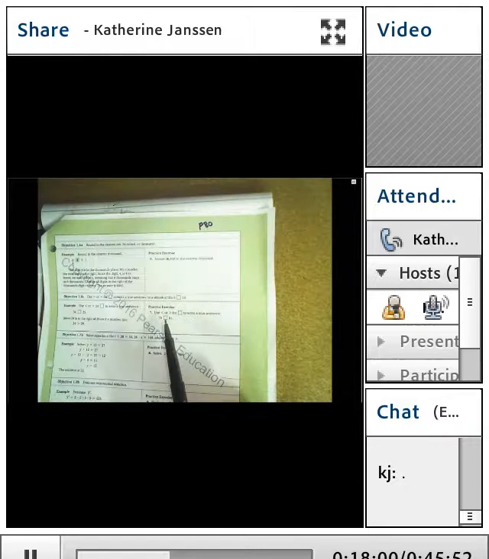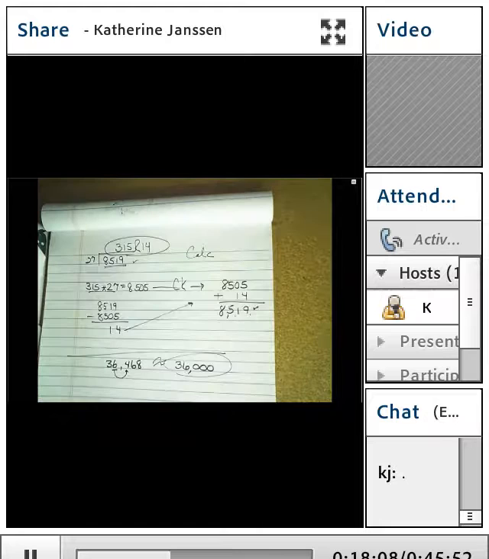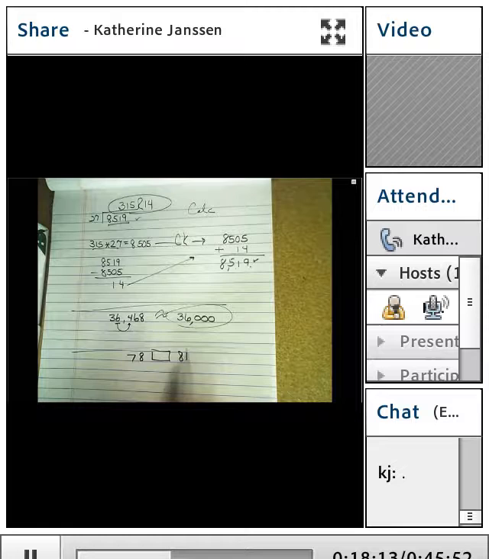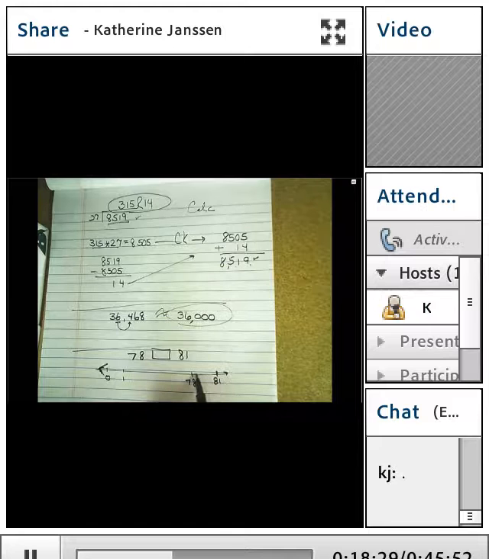Next, we're asked to use our relational operator, less than or greater than, to fill in the box. We're going to compare 78 and 81. And on the number line, 0, 1, there's 81 and 78. 78 is to the left of 81. 78 is less than 81. Fill in the box with your less than symbol.